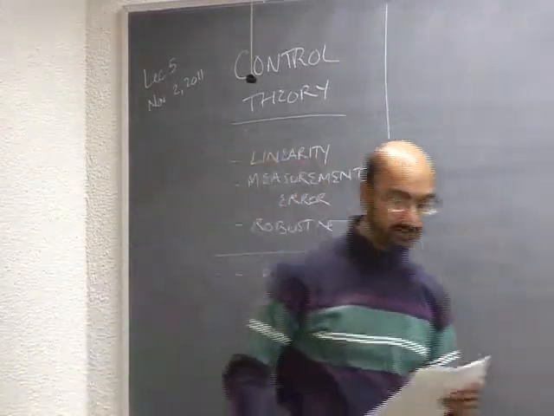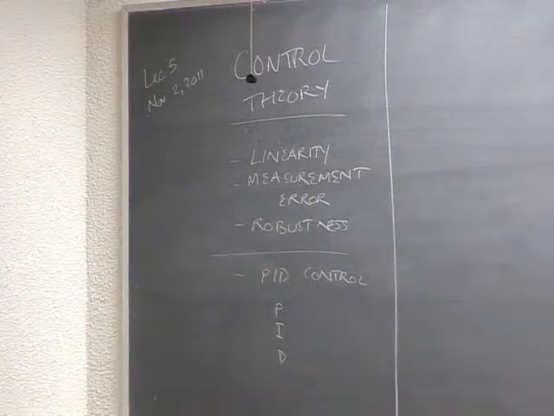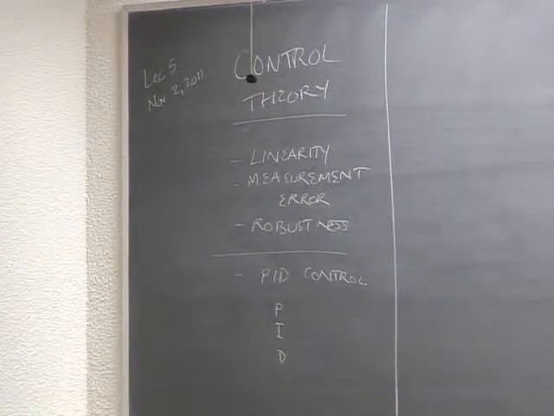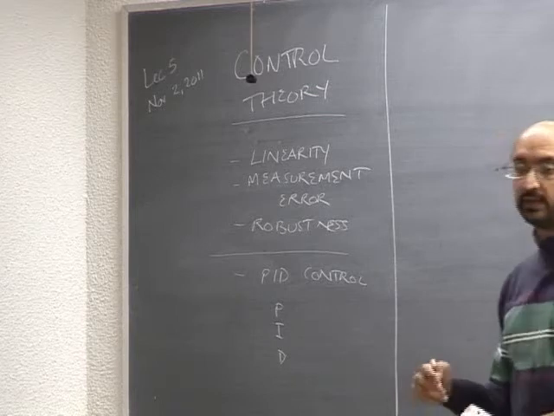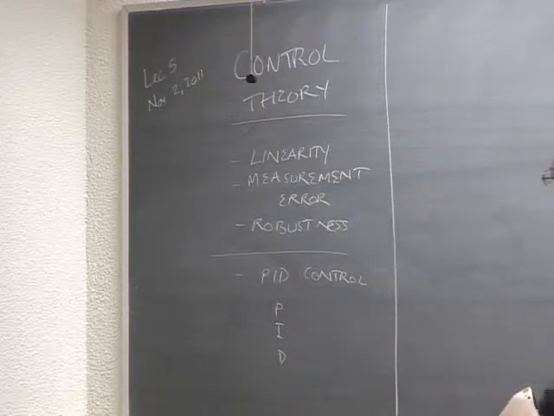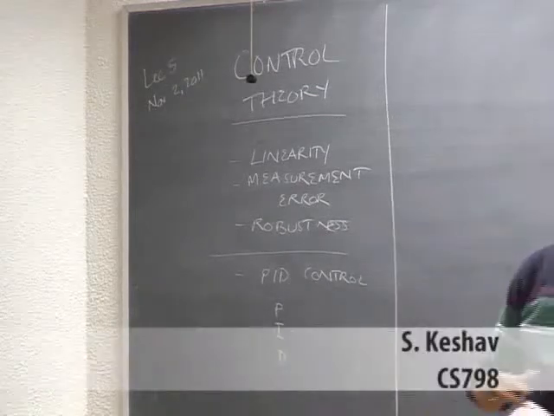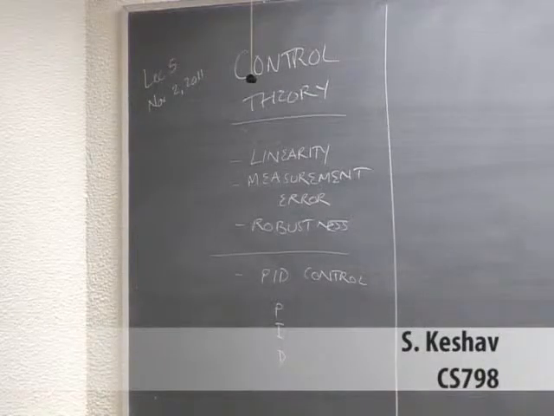Okay, so I'll continue with control theory today. We'll start with a discussion of some other constraints on any control system, any feedback control system: linearity, measurement error, robustness, in addition to the three we discussed earlier.